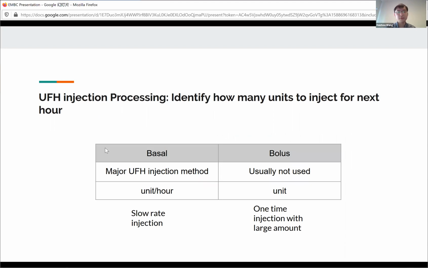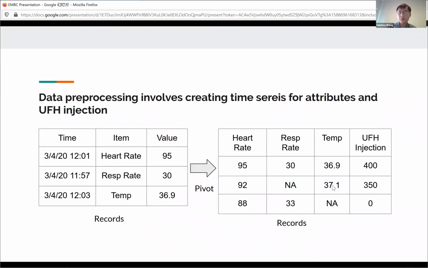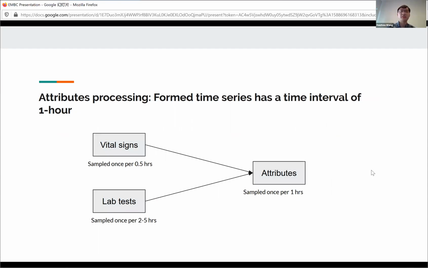And for the injection processing, we need to identify how many units to inject for the next hours. So instead of identifying a value at some time point, these injection values here are actually 400 units for the next hours injected. It's like a long process.